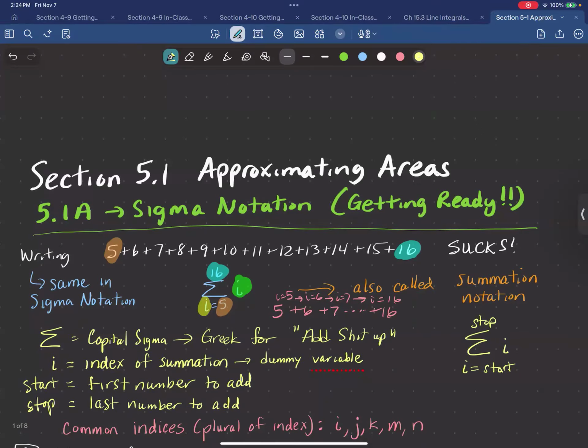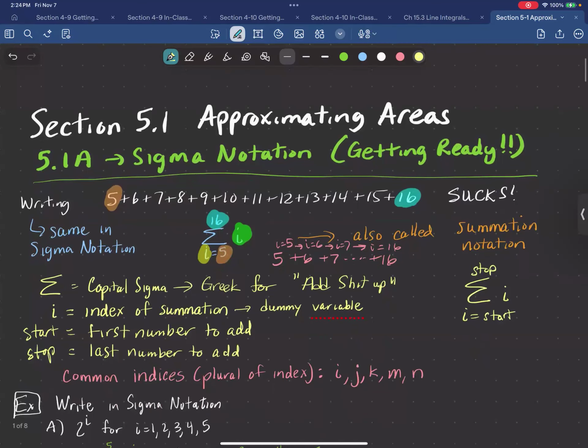And the plural of index is indices. So common indices that we use on these summation notations are I, J, K, M, and N, because they're just letters that aren't used that often, until you get into higher level mathematics, but at that point you don't use this notation that much, and when you do, you're comfortable with the differences. Okay? So let's look at some practice in writing in sigma notation.